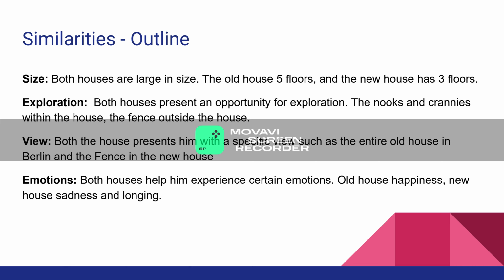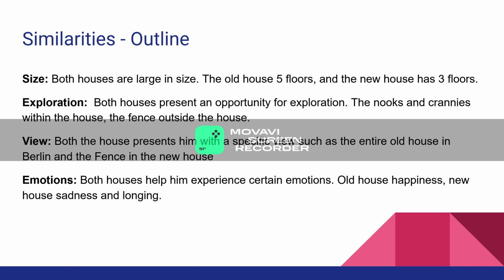And guys, though you can list multiple points, in this exam you will be using only one point as your focus point in your body paragraph. But for outlining, you can brainstorm multiple points. So the points that we have come up with are: size. Both the houses are large in size. The old house is 5 floors and the new house is 3 floors.